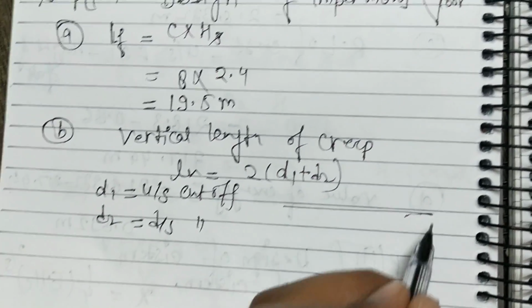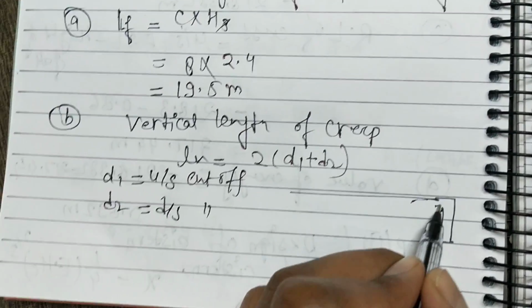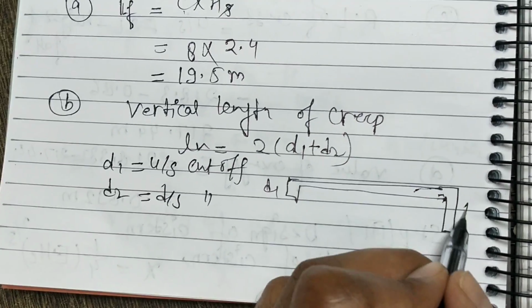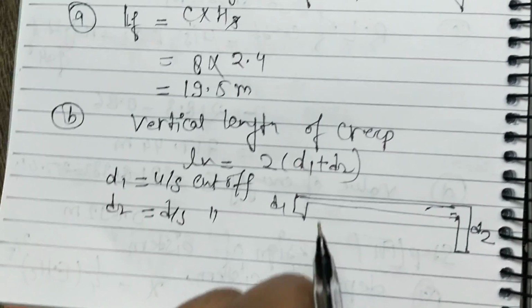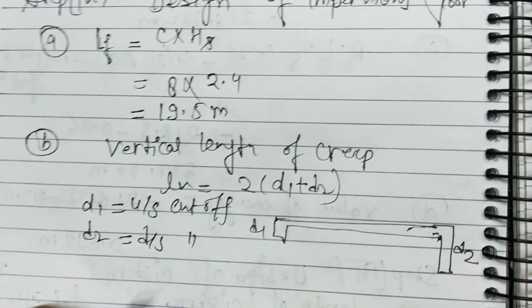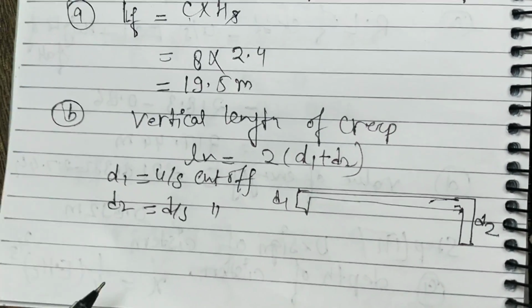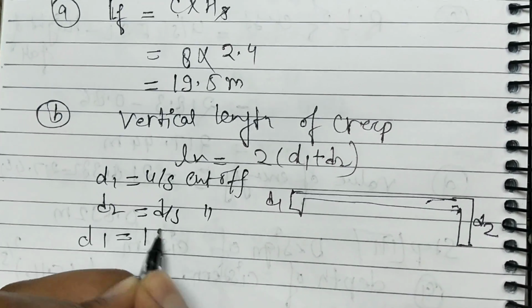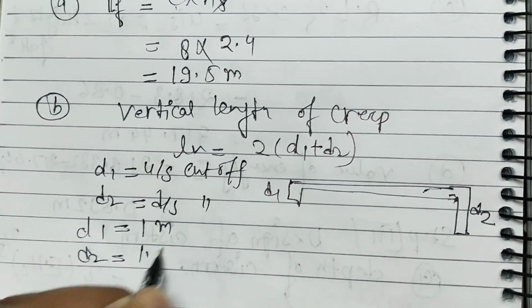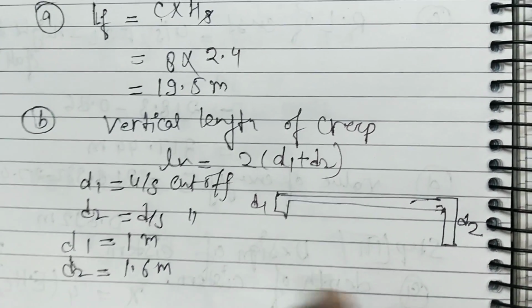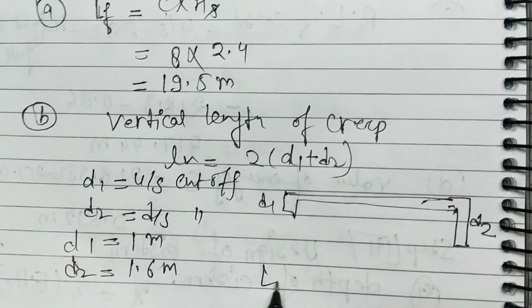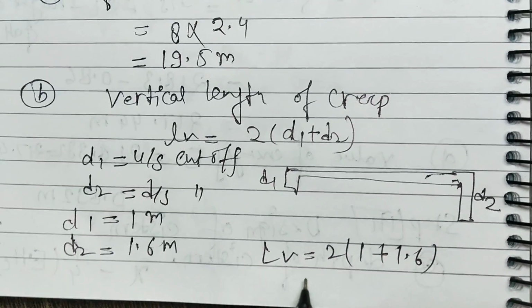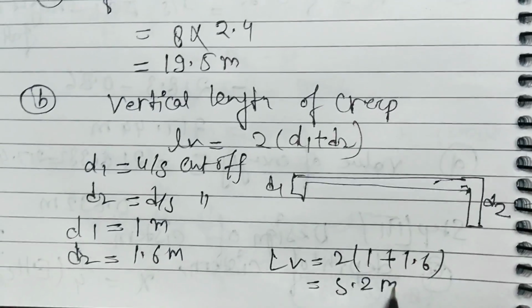What is cutoff? Cutoff is like that. This is D1 and this is D2. Now what is the value of D1 and D2? It is not given in the question, so we will assume D1 and D2. D1 will be assumed 1 and D2 will be assumed 1.6. You can assume by yourself. Then LV equals 2 into (D1 plus D2), 1 plus 1.6, that will be 2.6 into 2, 5.2 meter.